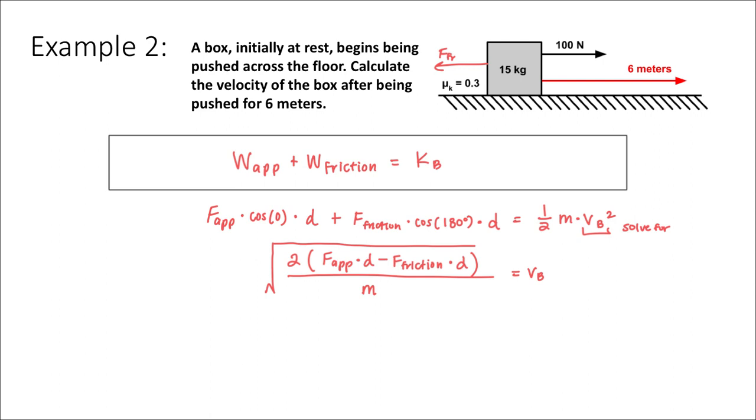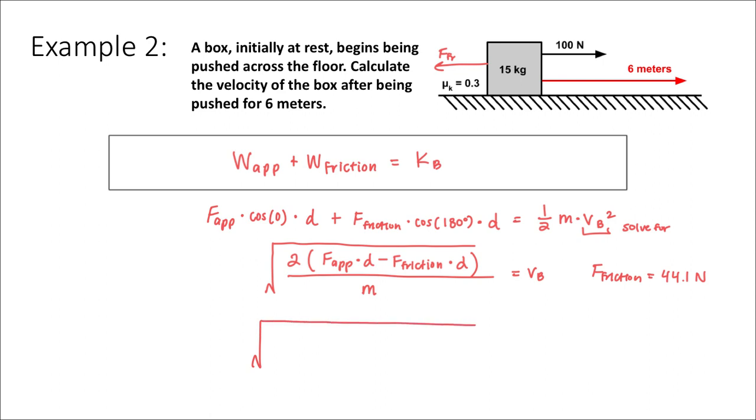So I skipped a couple algebra steps there, but to get rid of the 1/2, multiply both sides by 2. To get rid of the m, divide both sides by m. And then to get rid of VB squared, we'll take the square root of both sides to get VB by itself. So this is my final expression. I can now plug in the values for the applied force, the displacement, the mass, and the force of friction. If you recall from our previous video, the force of friction exerted on the box in this case was 44.1 newtons, and we got that using Newton's second law. So please confirm that for yourself and make sure you understand how we got the force of friction for this scenario.